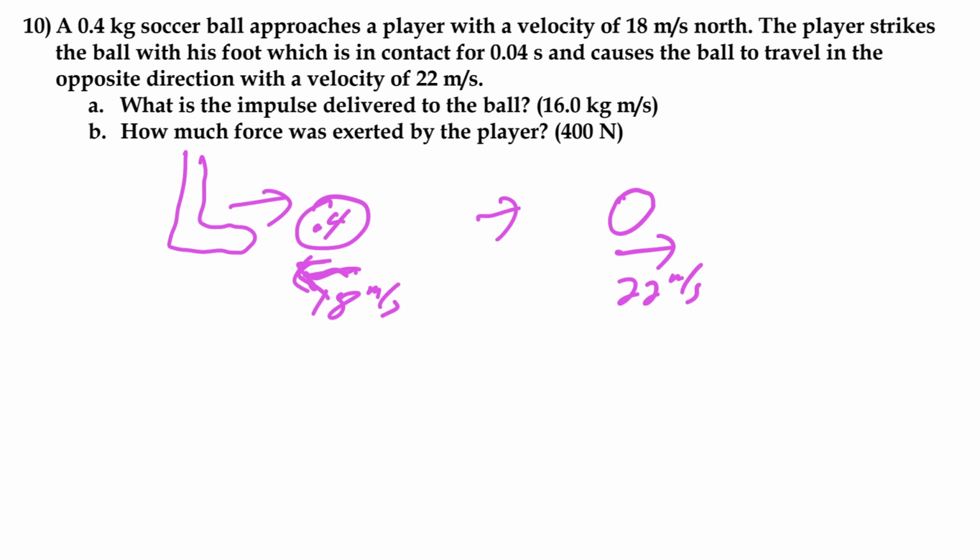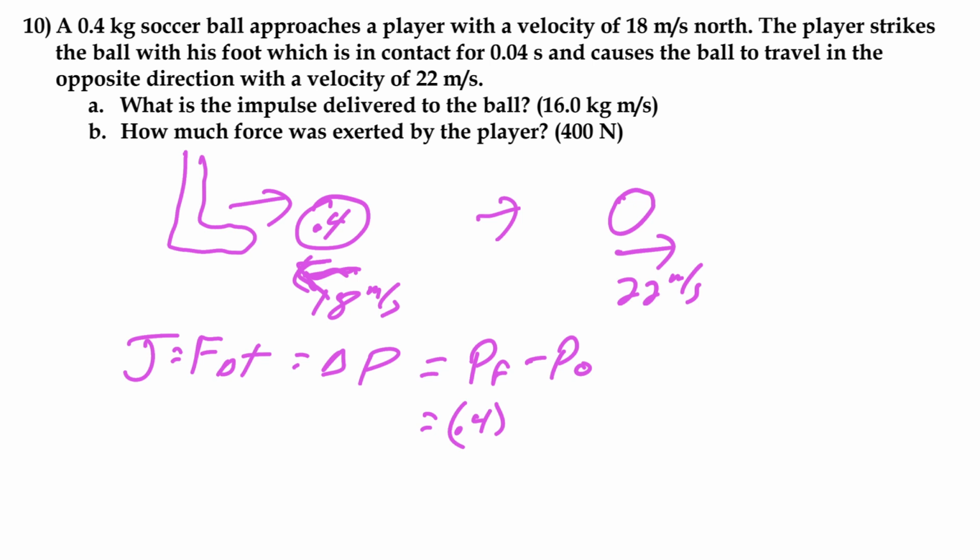Okay, so the first thing is we're going to figure out the impulse on the ball. Remember, impulse can be written two ways. It can be written as the force times the change in time, and it can also be written as a change in momentum. Now in this case, they don't tell you the force, right? So we're really going to find the change in momentum to figure this out. So the change in momentum is going to be basically the final momentum minus the initial momentum. So the final momentum is going to be 0.4 times 22.